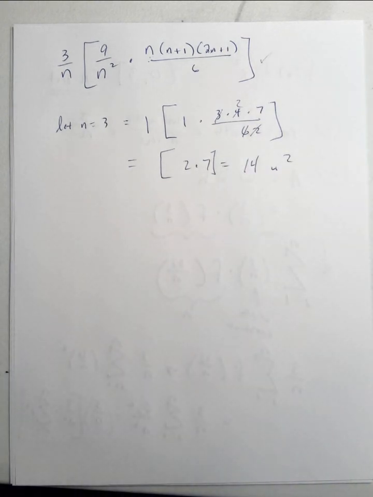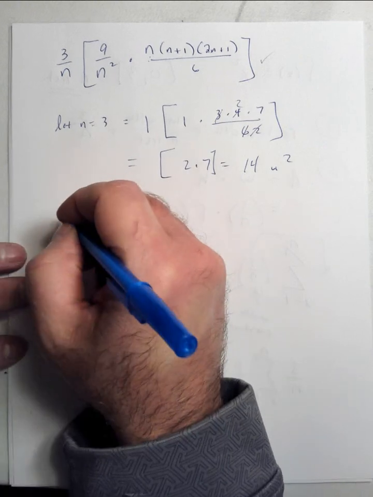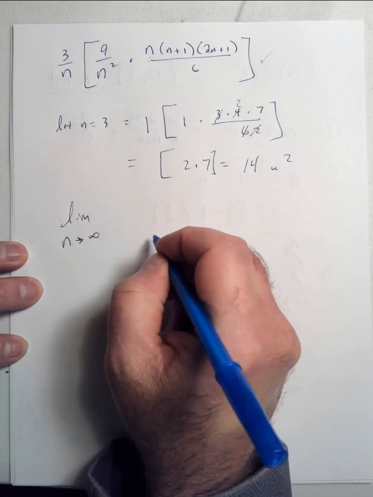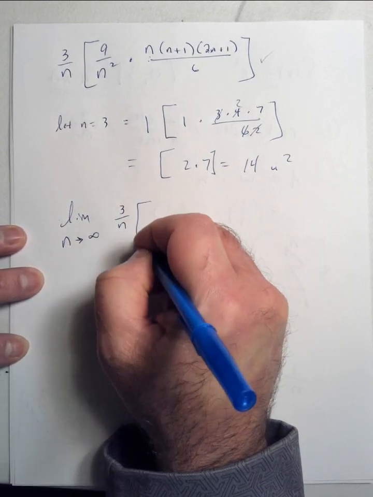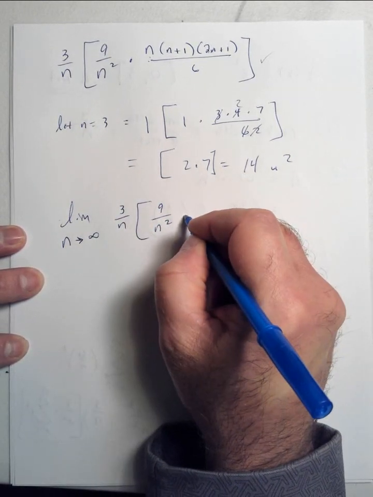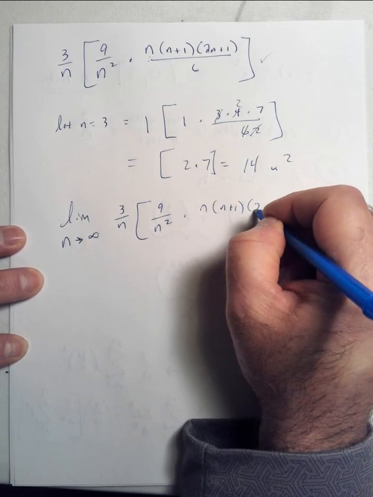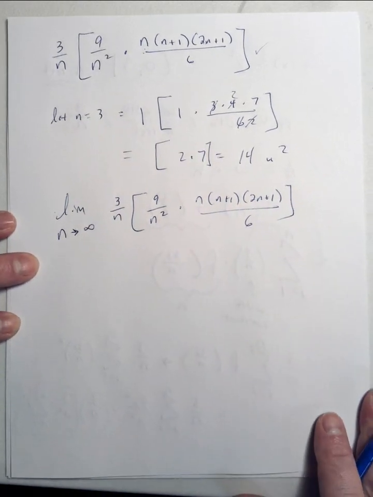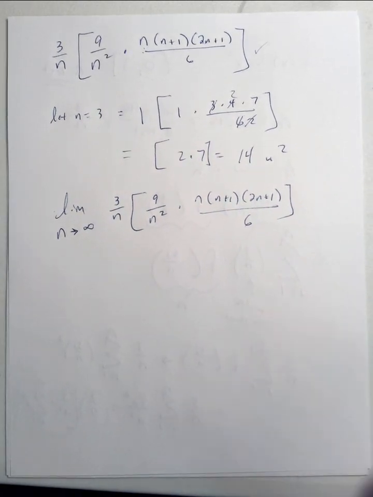So now what is my goal? My goal is to let n go to infinity. So what is the limit as n approaches infinity of 3 over n, 9 over n squared, n plus 1, 2n plus 1 over 6? Because now the idea is we can have an infinite number of rectangles, which is going to give me the limiting value of the process of increasing the number of rectangles, which will give me the exact value of the area under the curve, right?